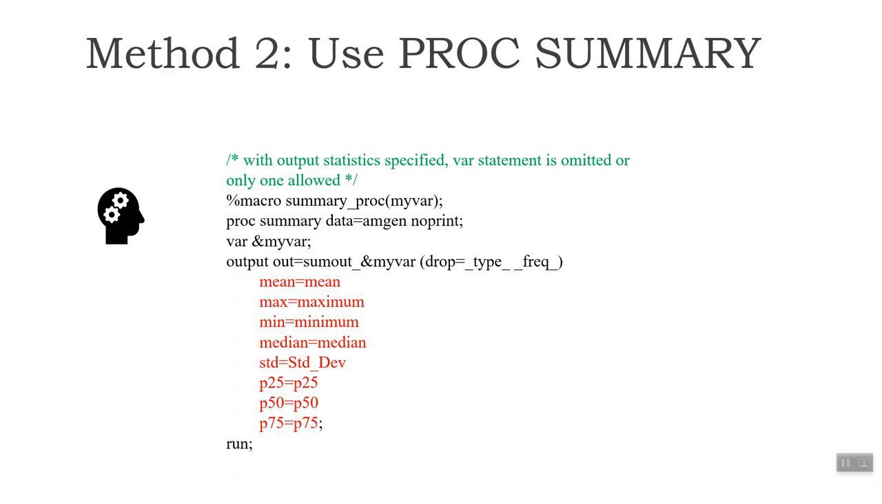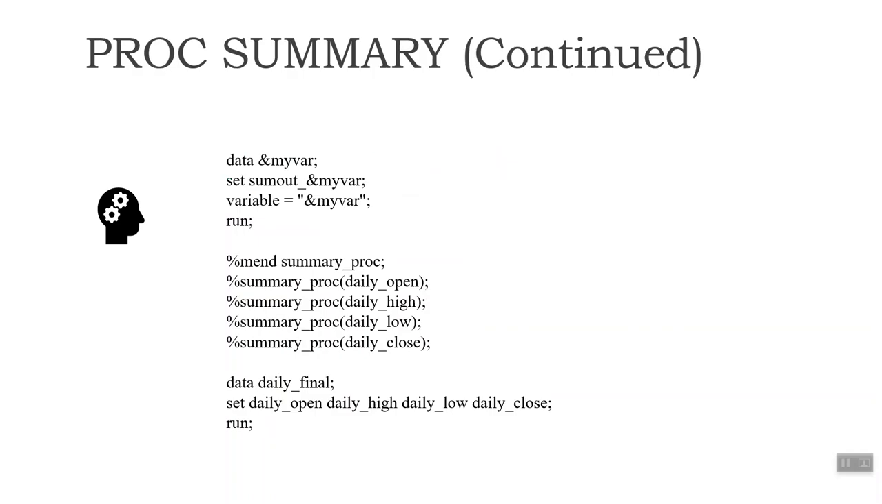In order to avoid repetitive tasks, we have to use a macro. Now, we define the macro summary PROC with the parameter myvar passed in, so that each individual process can be run without repeating itself. We have to call the macro four times for daily open, daily high, daily low, and daily close. And finally, we have to append all these data sets into the final one.